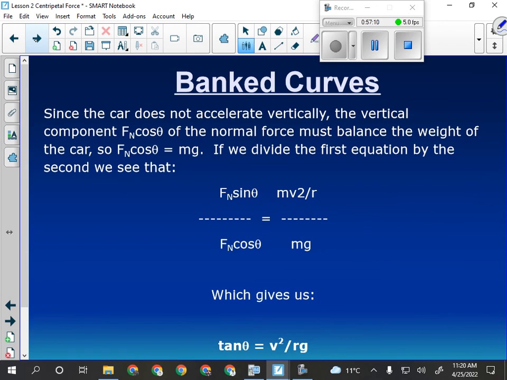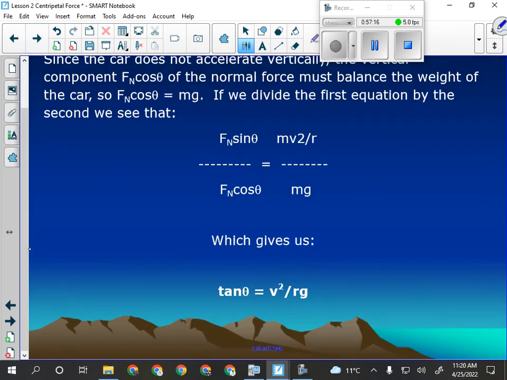You will never be required to derive this formula, okay, that's on your formula sheet. I just showed you how we derived it so you understood kind of where it came from and what forces contribute to it, but you will always have the banked curve formula. Okay, so this is the banked curve formula.